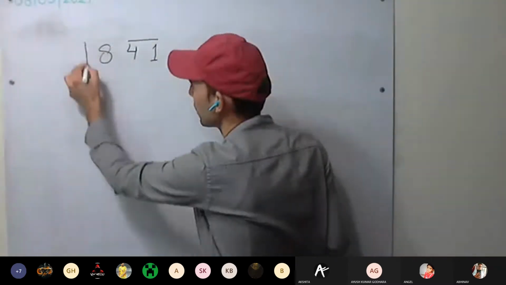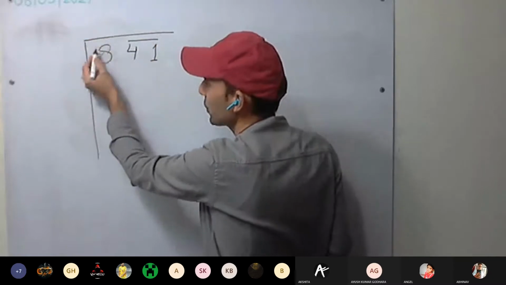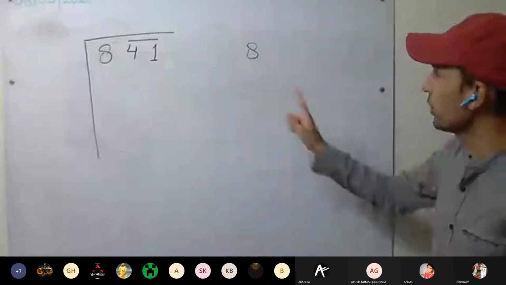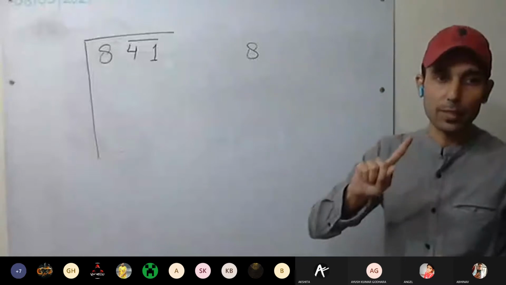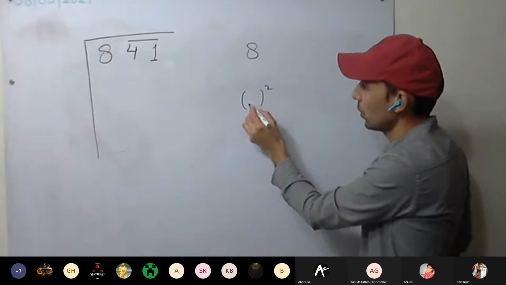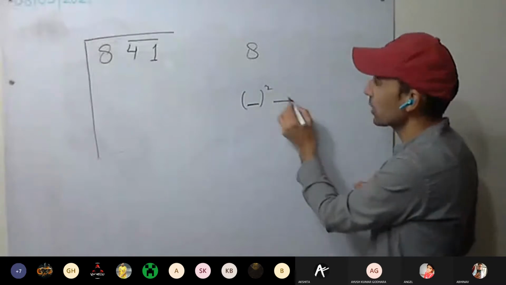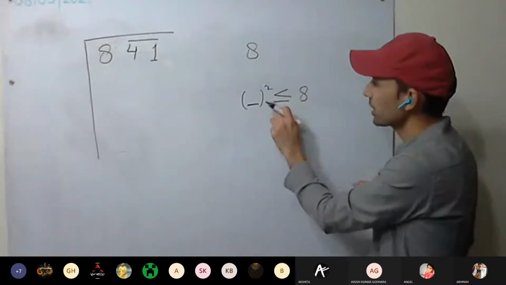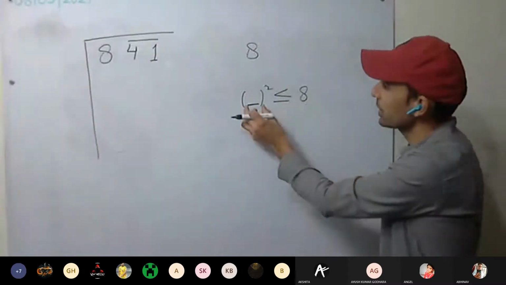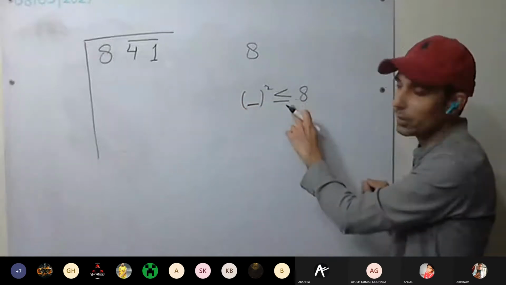Now we'll start dividing. How are we going to divide? First, what do we have to take? 8. We have taken 8. Just listen first. We have to find a number whose square is either equal to 8 or less than 8, nearest to 8. That is, it must be the greatest number whose square is less than or equal to 8.